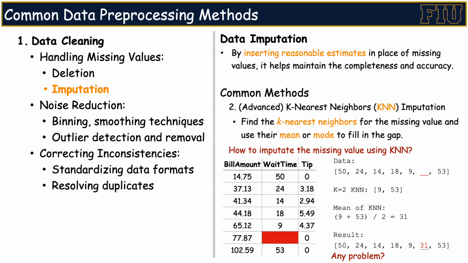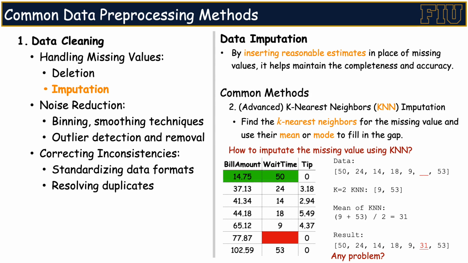However, while this approach might seem more reasonable, it still relies on a strong assumption that bill amount determines wait time. This assumption doesn't always hold true. While a larger bill amount might sometimes correlate with longer wait times, many other factors could influence wait time, such as the restaurant's efficiency, the time of day, or the complexity of the dishes ordered. Relying solely on this assumption, without validating the relationship between bill amount and wait time, could still result in inaccurate imputations.